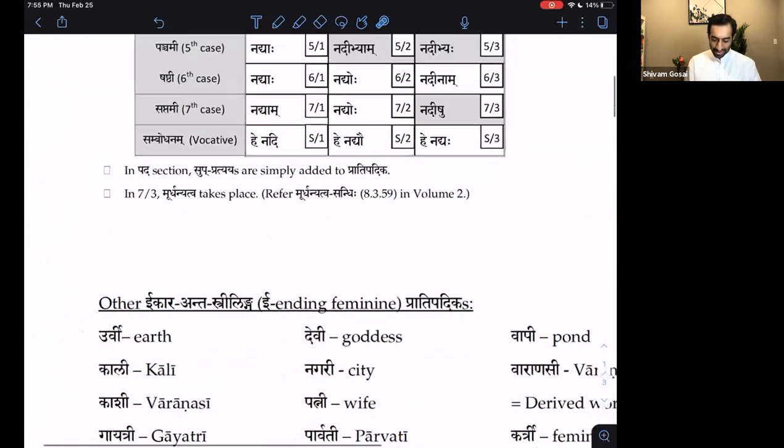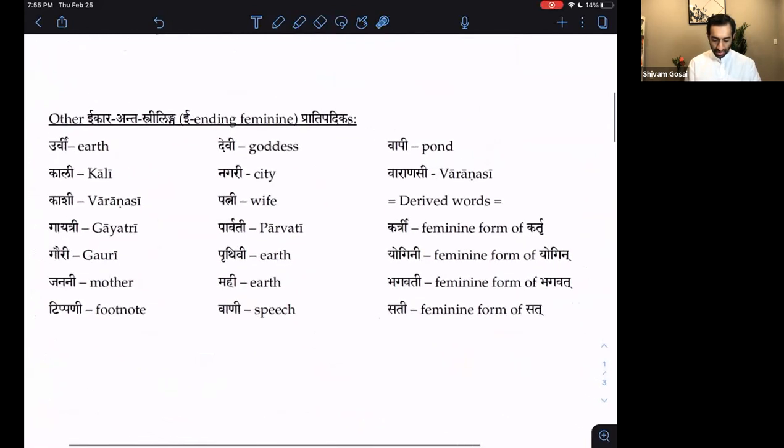I'm just basically making this chart. So some of the vocabulary we see here. Let's just look at the first 6, and then we can keep picking up 6 at a time when we meet next. So Urvi means the earth, Devi, goddess, Vapi, pond, Kali is Kali Devi, Nagari, city. And Varanasi is the name of the city, also called Kashi. So let's take one more. Let's pick up Devi.